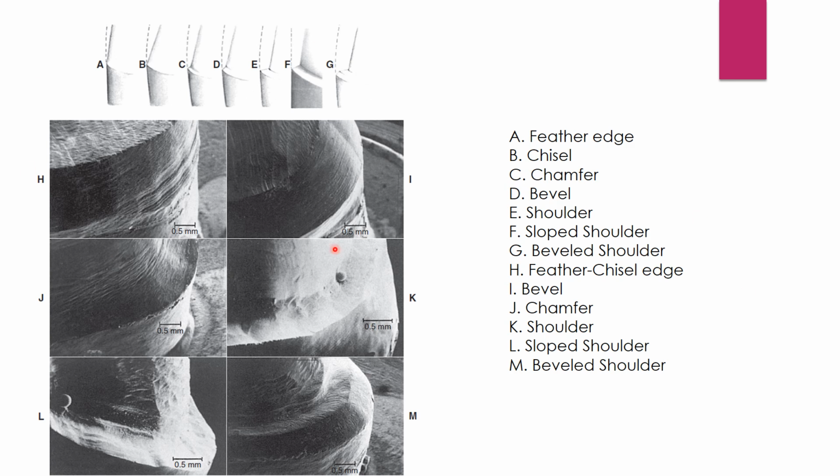So this is from Rosenstiel, guys. You can see this is feather edge, chisel edge, chamfer. This is bevel. This is shoulder, guys. This is sloped shoulder, and this is bevel shoulder. And the same can be seen, almost the same things, in the electron microscope.